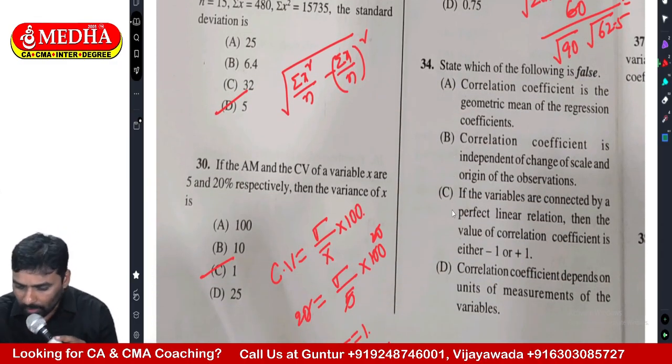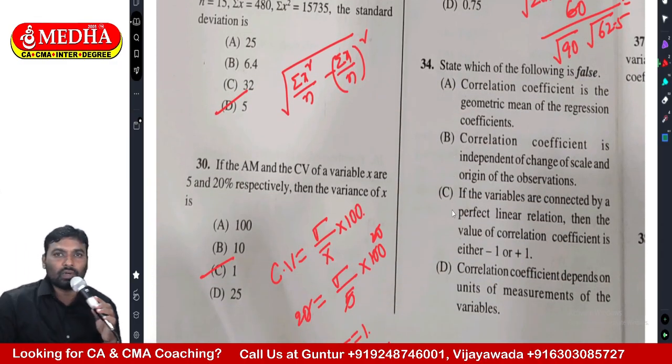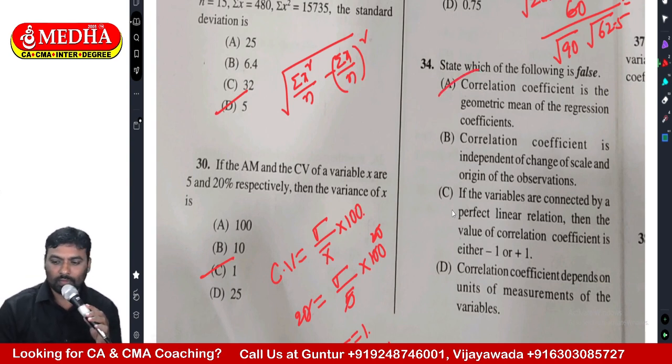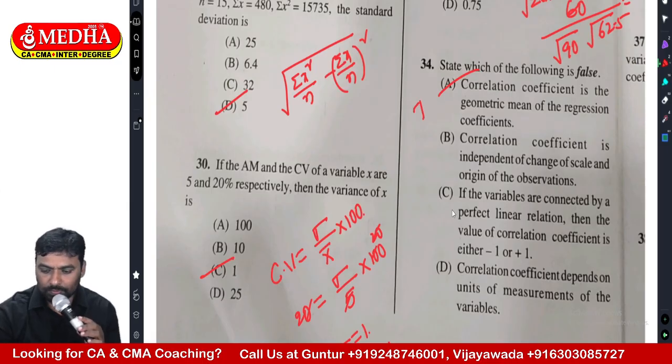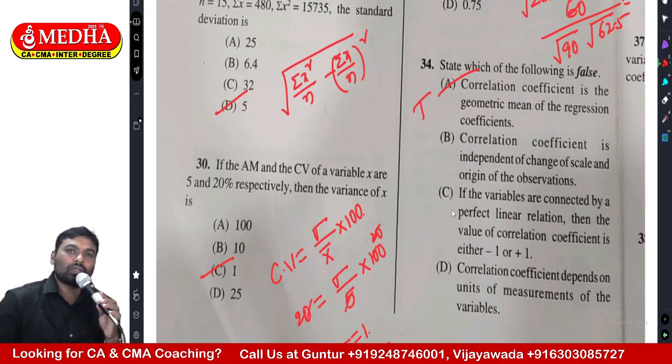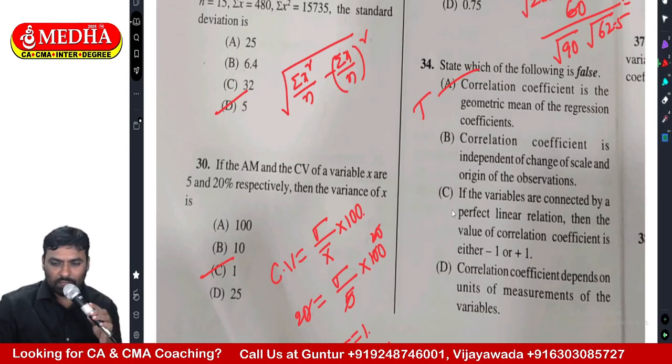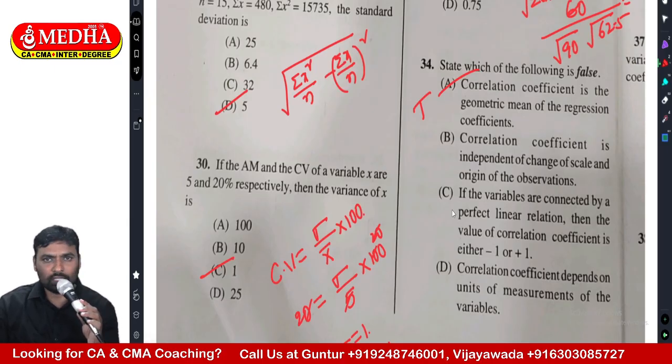Next one, correlation. Which of the following statements is false? Option A is a fundamental property. This is true: the correlation coefficient R is the geometric mean of the two regression coefficients. Option A is true. And option B: the correlation coefficient R is independent of change of origin and scale. So option B is also true.